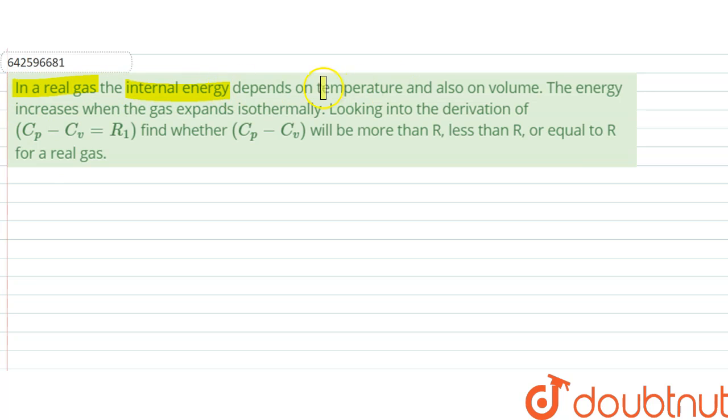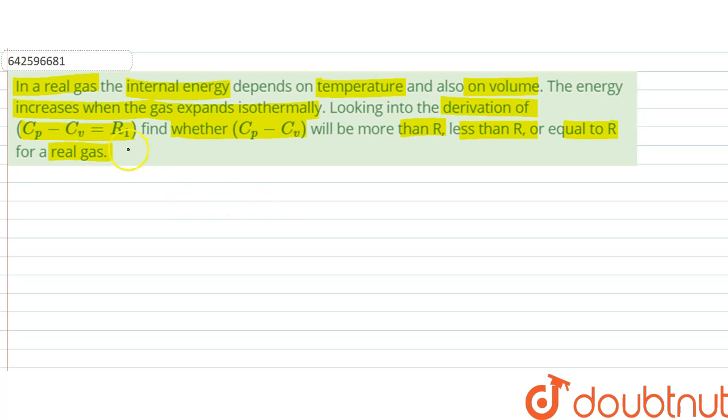Hello, we are given a question, and the question says, in a real gas, the internal energy depends on temperature and also on volume. The energy increases when the gas expands isothermally. Looking into the derivation of Cp minus Cv equals R, find whether Cp minus Cv will be more than R, less than R, or equal to R for a real gas here.